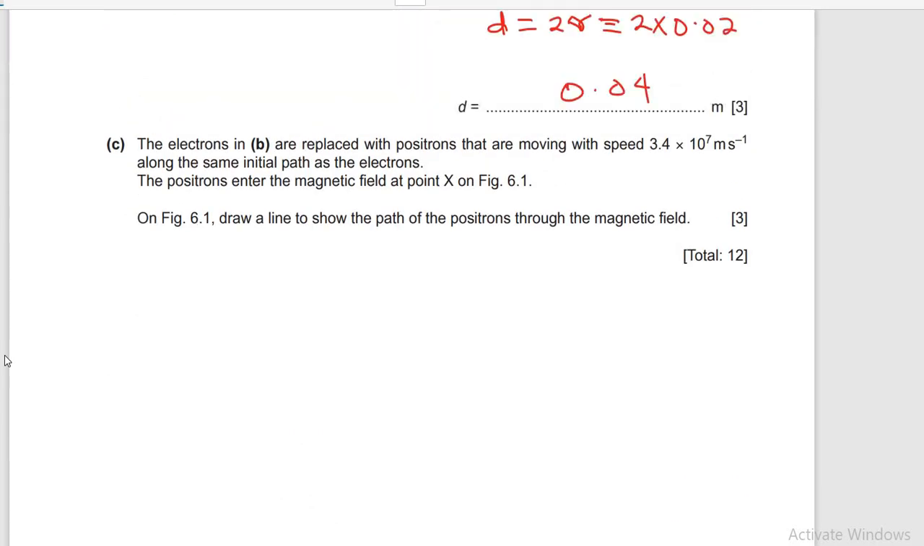That's d. The next question: the electrons are replaced by positrons. A positron is positive, not negative. Positrons are moving with a speed of 3.4 times 10 to the power 7, which is a bigger speed compared to 1.7, along the same path. The question asks us to draw the path of the positron entering the magnetic field at point X. So on the same diagram, draw a line to show the path of the positron through the magnetic field.